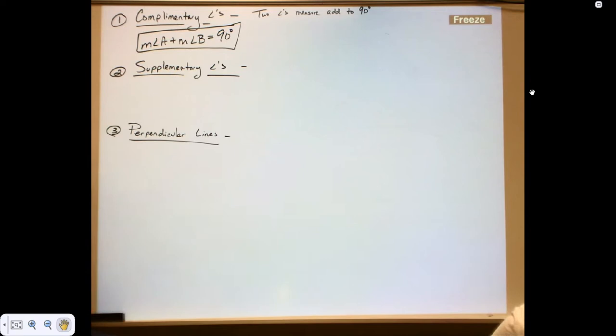What do you think the complement of a 30-degree angle is? 60. You just learned what complementary meant. The complement of a 30-degree angle is a 60-degree angle. Why? Because they add to 90 degrees. The complement of a 50-degree angle, 40-degree angle, right? Okay.